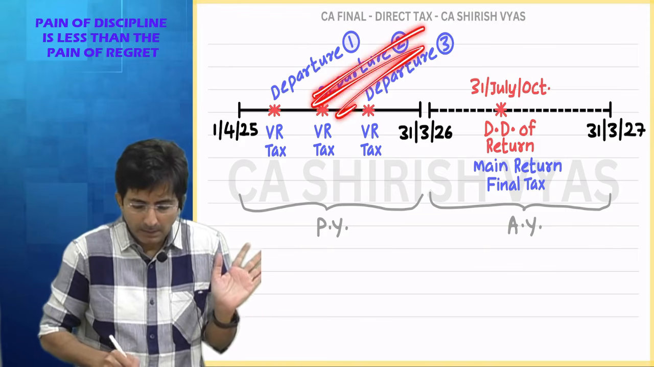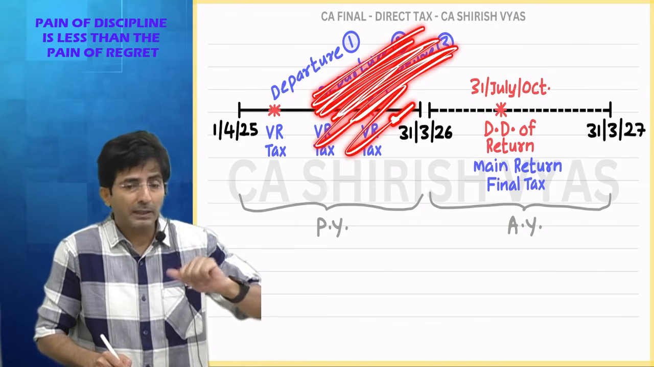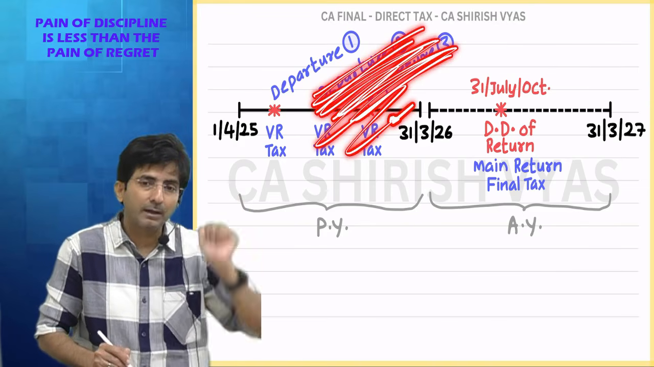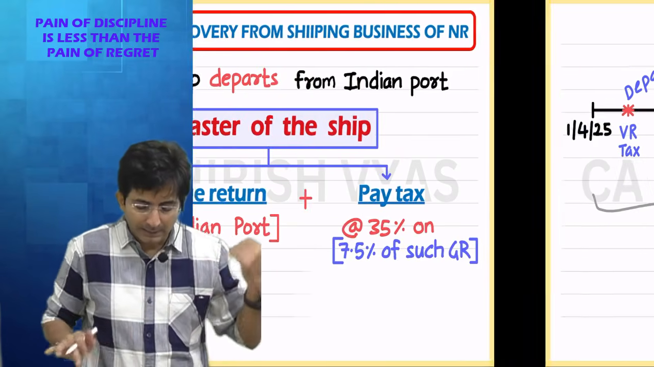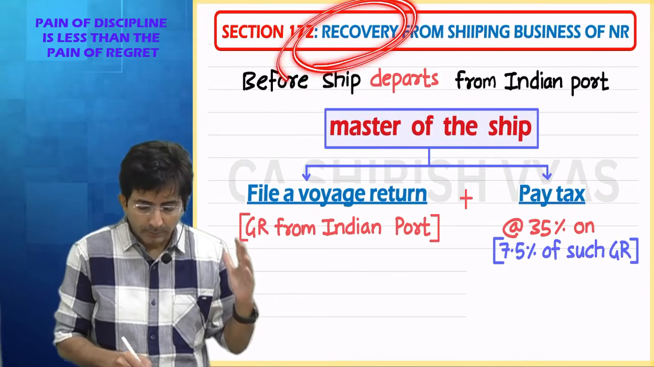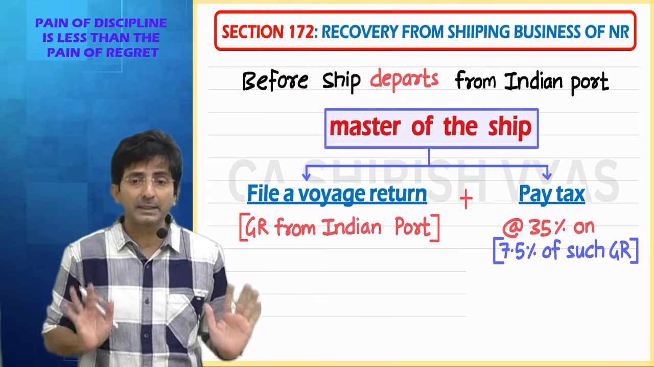See, in my example, the ship has come multiple times to India, but who knows now? What if in one departure after that they never come? That's why government wants to secure the revenue. So see, what is the title of the section? Recovery mechanism. It is a way to recover the tax.